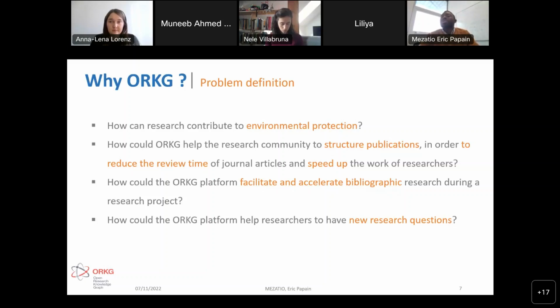The second one was how ORKG can help the researcher community structure publications, in order to reduce, for example, the review time of journal articles and speed up the work of researchers, because in the area of operational research the mean time for reviewing one journal paper is sometimes 6 months or 5 months. For a PhD student, we have sometimes only 3 or 4 years to finish our PhD.